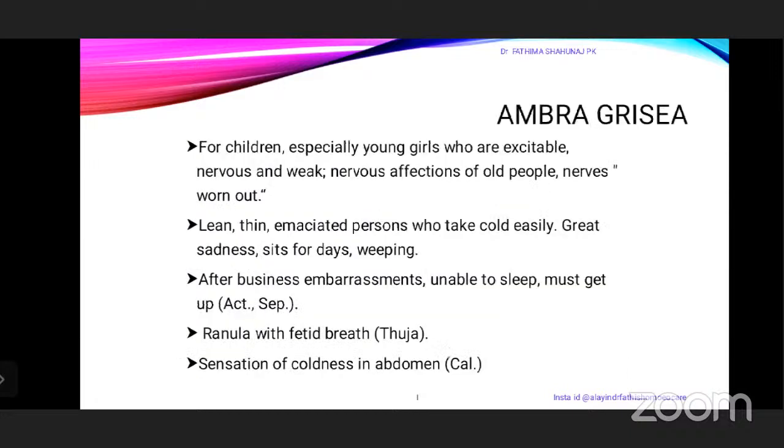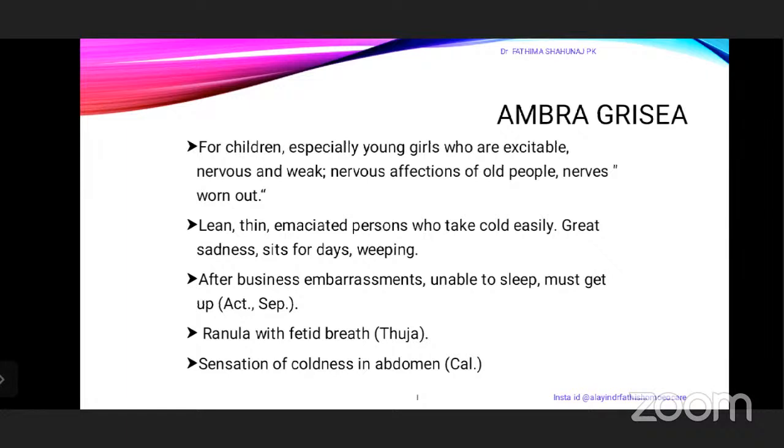Then next remedy is Ambra grisea. It's mainly adapted for the children, especially in young girls who are excitable, nervous and weak, nervous affection of old people and nervous burnout. Lean, thin, emaciated person who take cold easily and get great sadness, sit for a day and weeping. After business embarrassment, unable to sleep, must get up. And this symptom is compared with Cimicifuga and Sepia. In Cimicifuga, there will be a great depression with the dreams of impending evil. And in Sepia, it is easily affronted, the main symptom. Then ranula with fetid breath, which is compared with Thuja. There is a ranula bluish or varicose vein on tongue or in mouth.